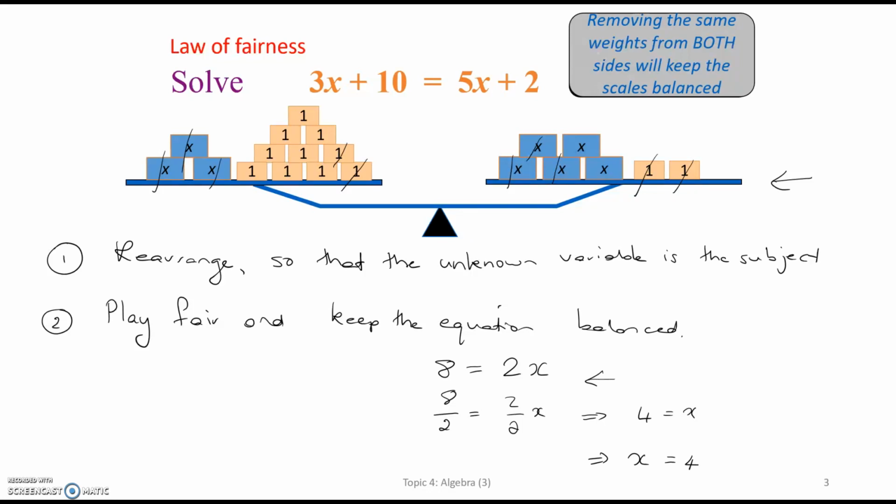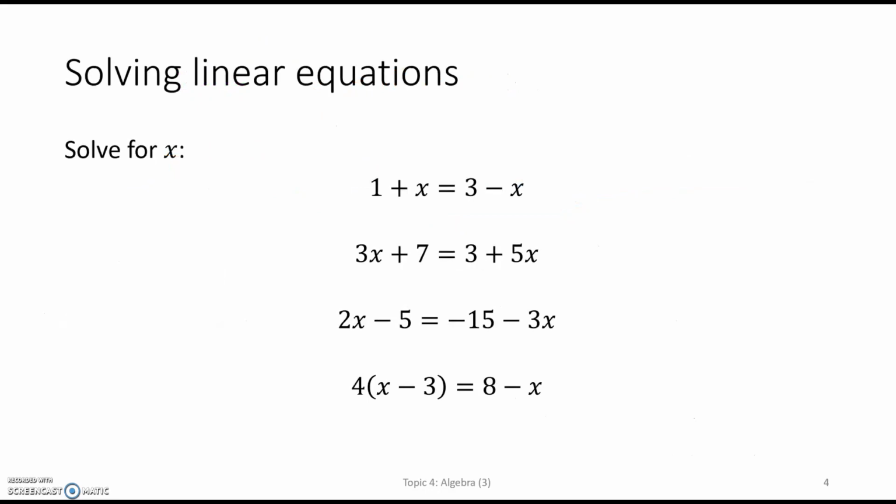The big thing here is to check. 3 times 4 plus 10 is 22, which is equal to 5 times 4, which is 20, plus 2. So yes, it works. So you do need to check your solution.